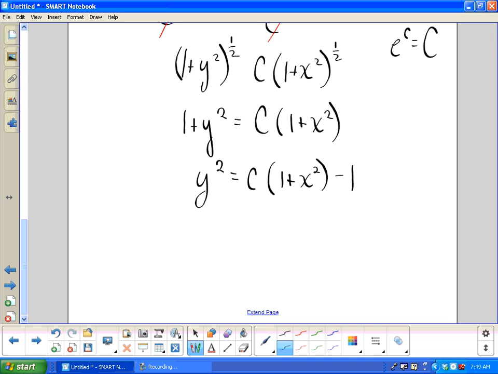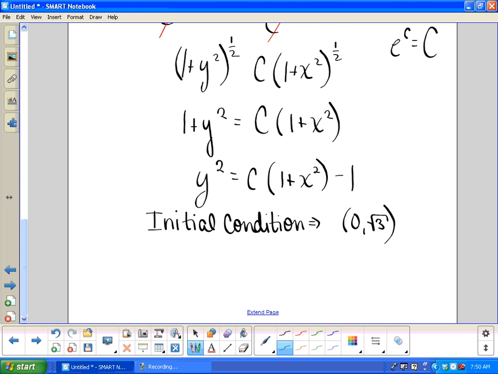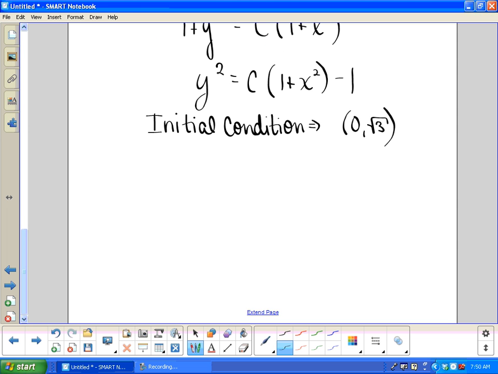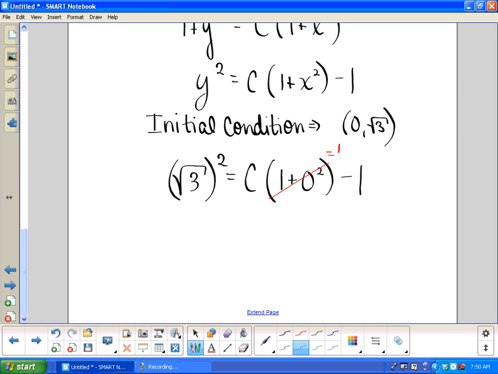Now, I didn't give you the initial condition at the beginning of the problem, but your initial condition is that when x is 0, y is root 3. So we're going to plug in root 3 for y, and we're going to square that, which is equal to c times 1 plus 0 squared minus 1. This is equal to 1.